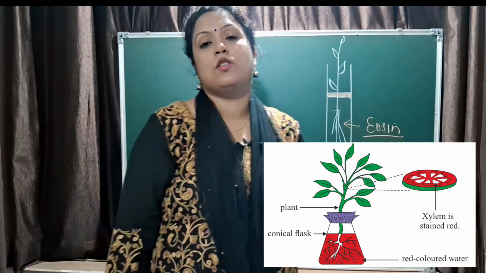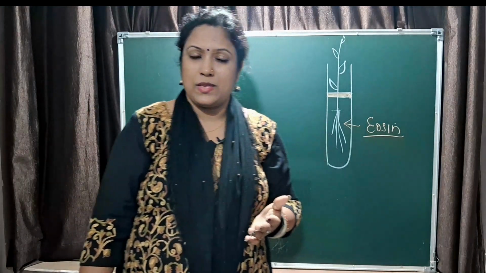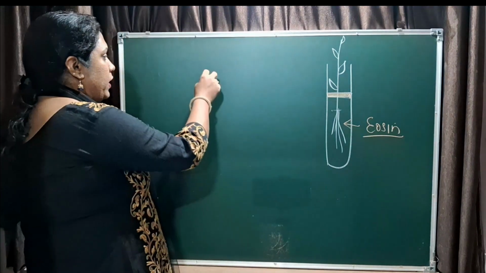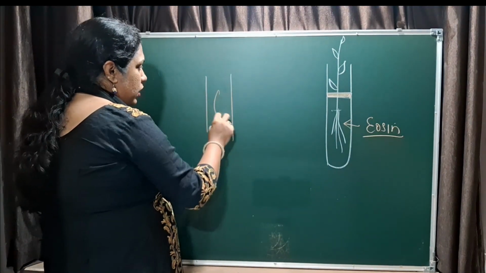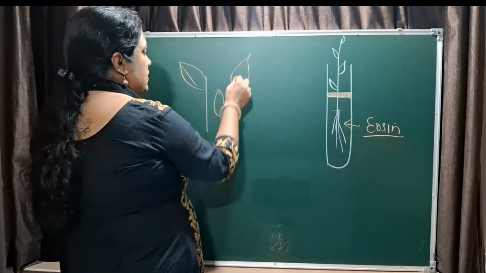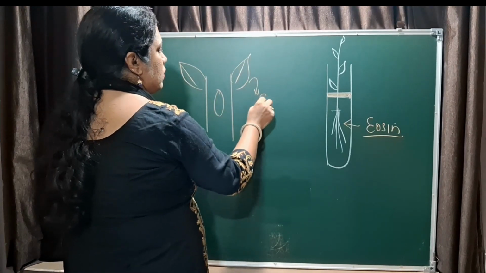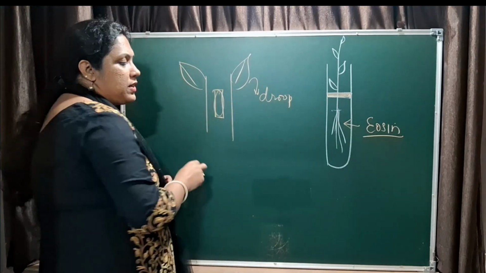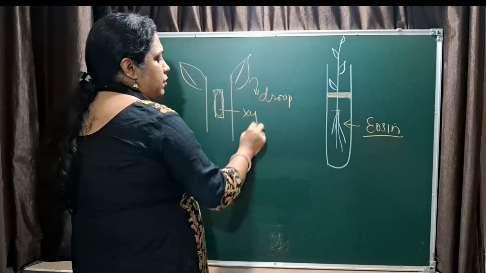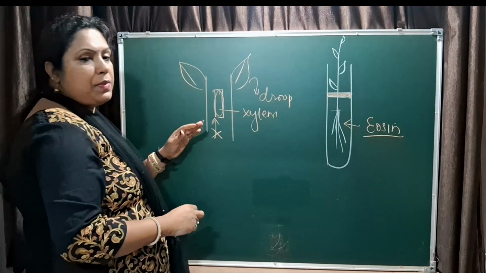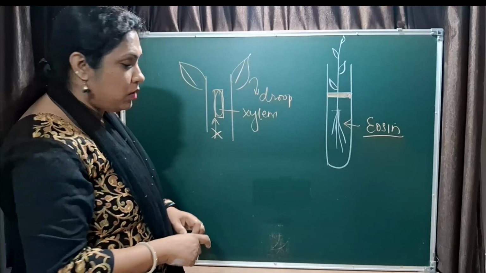Next experiment is to show the phloem, that is, translocation of food happens through the phloem. So, if you take a stem and you make a hole here, what will happen? The leaf present here will droop down, showing that the segment that you have removed is basically the xylem, and the water is not able to go up, hence the leaf droops down.